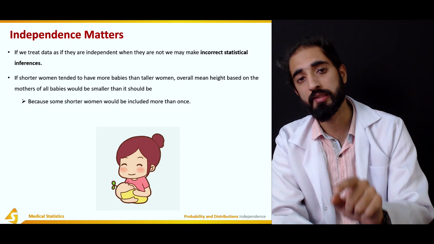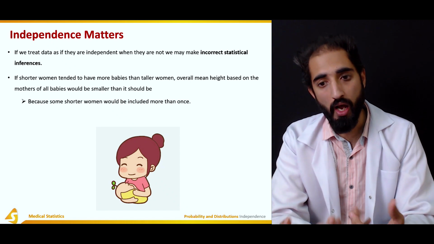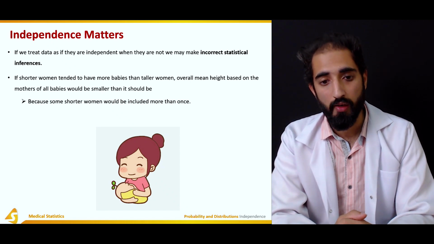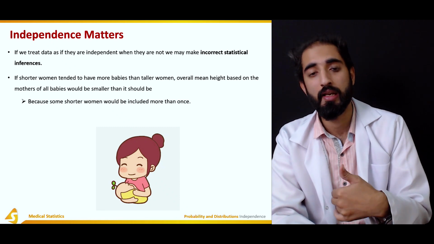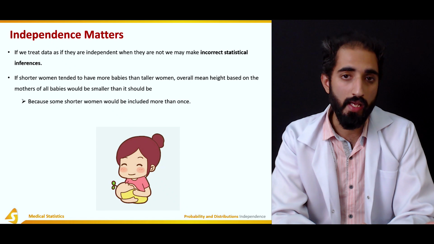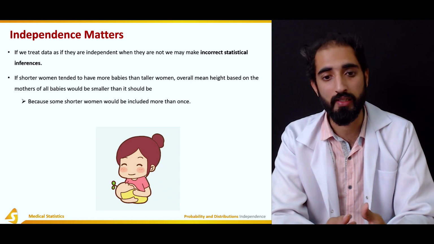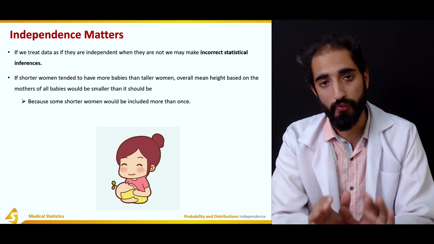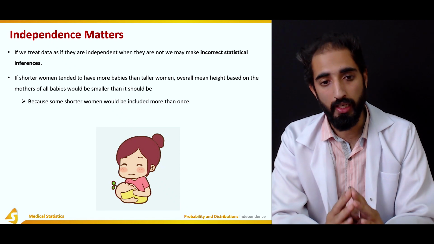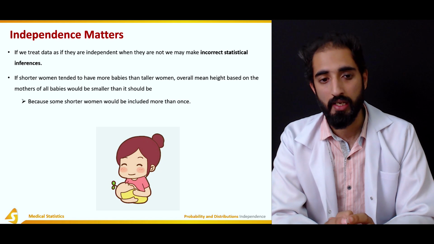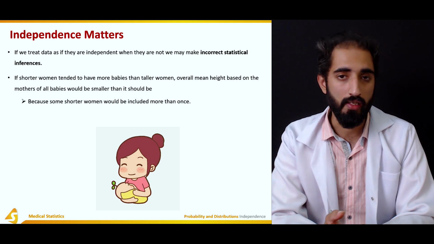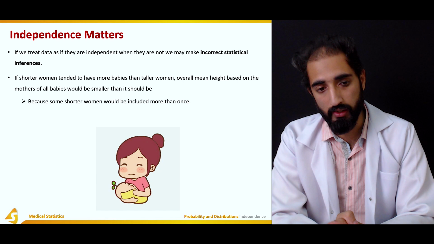So if in case shorter women have more babies than taller women, we can see in the analysis that their average height or the mean height would be smaller than it should be, because shorter women are getting pregnant more as compared to taller women, and thus they are having more babies, so that can affect the overall mean height. So we can say that having babies and height is not purely independent of each other.